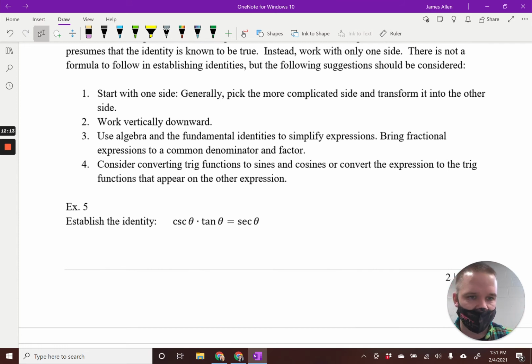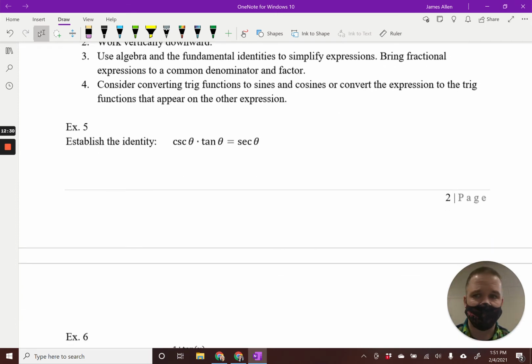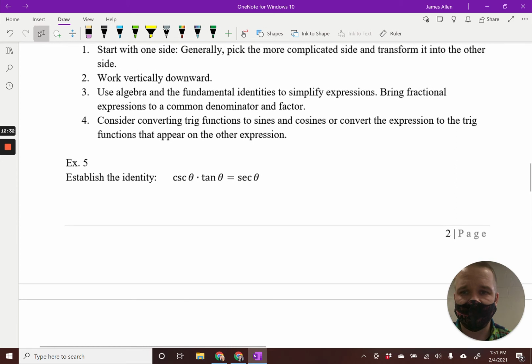You want a common denominator with your fractional ones. And then also consider converting into sines and cosines. That is often a go-to for me. I like to try to change it to that. It's a little bit easier to work with. And it looks like that might be something we can do here on this very first one. So let's get after it. Let's go for it. And I'll leave these steps here for now.